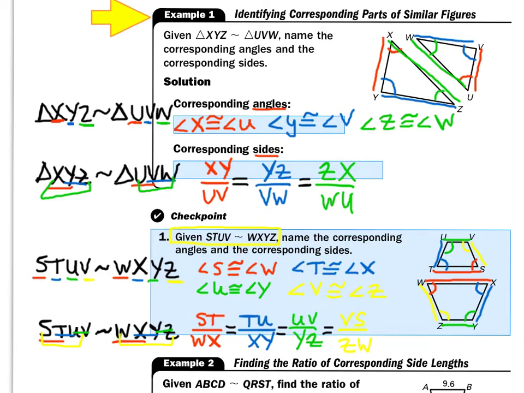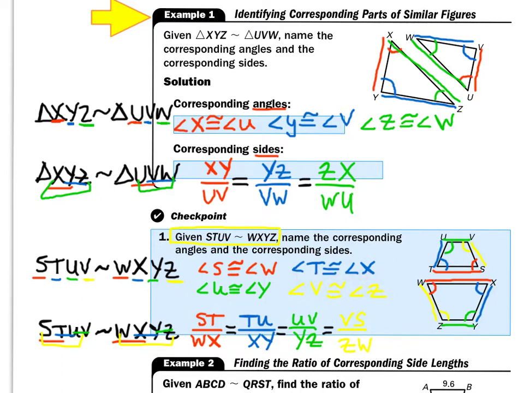So again, the trick is start with the given information, right? STUV is similar to WXYZ. It makes it so much easier. And then grab your red and underline the first two letters. So S has to match W. So I put S and I put W. So angle S is congruent to angle W. And now grab your blue and do the next letter, T and X. So angle T and angle X match. So I wrote angle T is congruent to angle X.